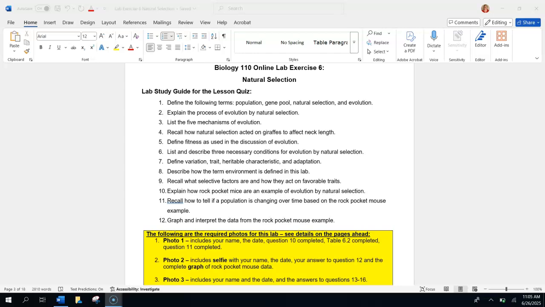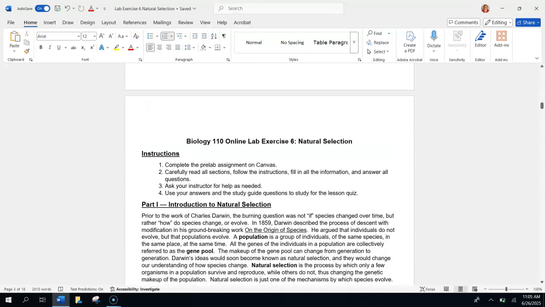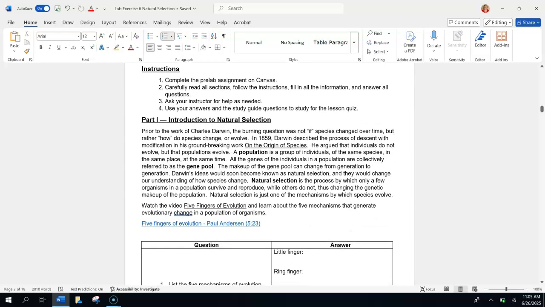Natural selection is the theme of Lab 6. As always, make sure you review all 12 of our study questions before you take the lesson quiz. So in this particular lab, you are going to be studying natural selection.